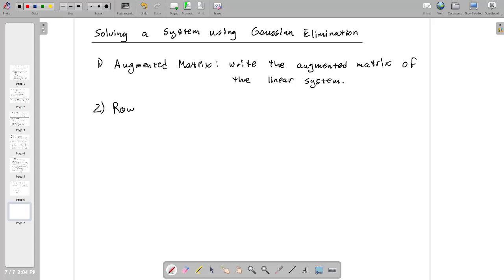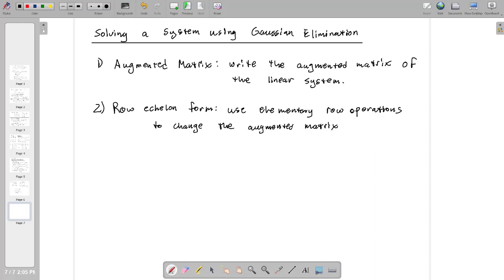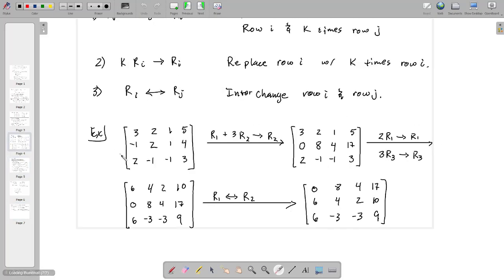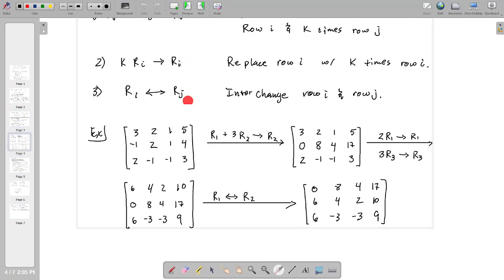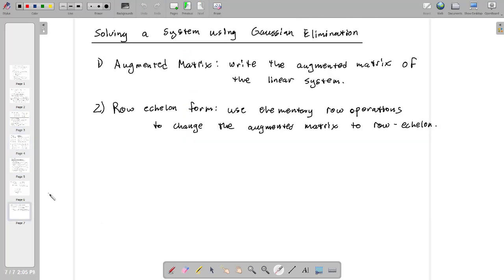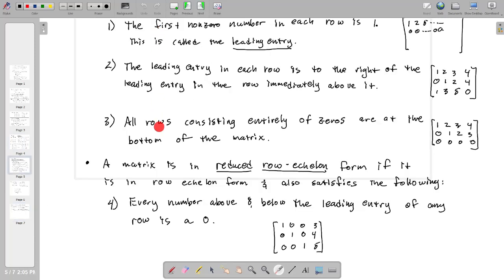2. Row echelon form. Use elementary row operations to change the augmented matrix to row echelon form. That will be using these row operations described here and denoted here to actually get it into row echelon form, which is described here with these first 3.